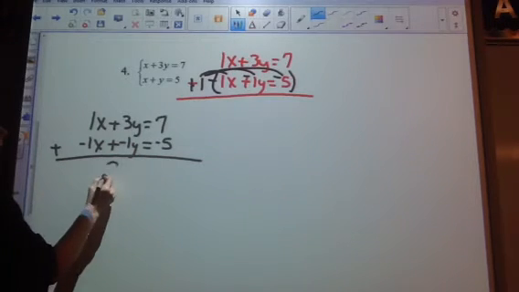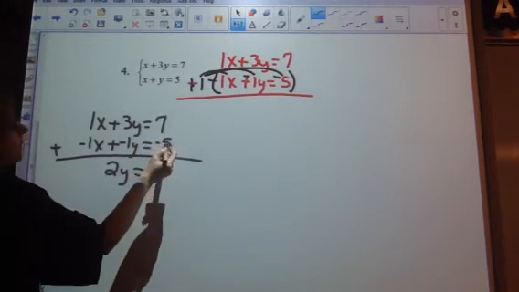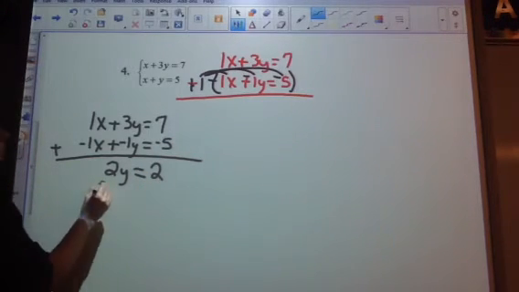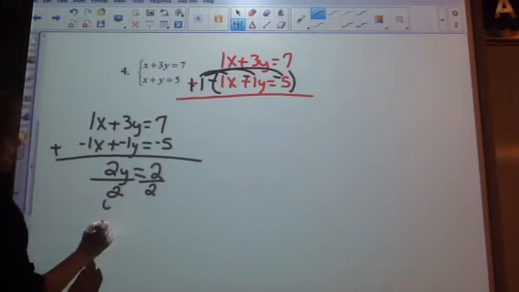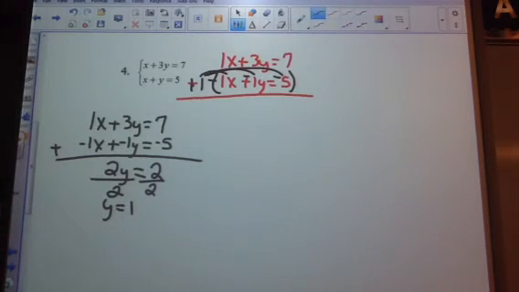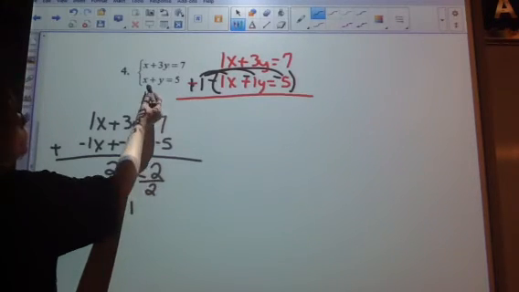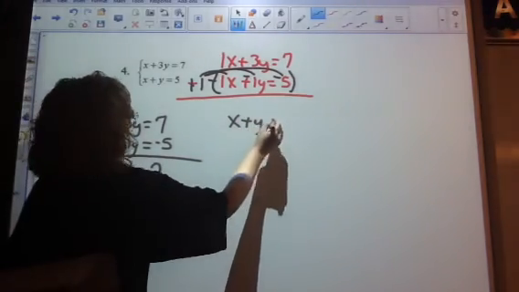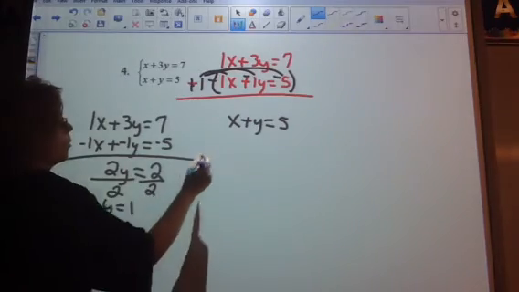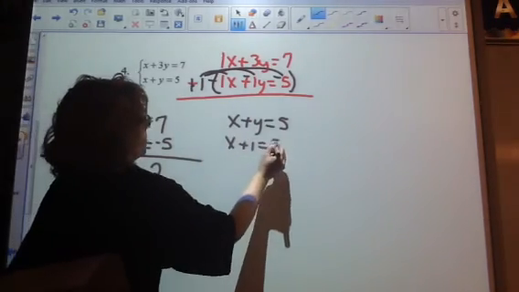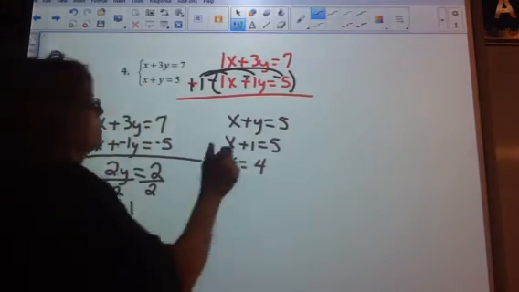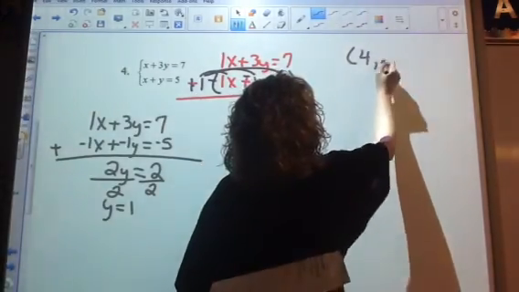3y plus a negative 1y is 2y. 7 plus a negative 5 is a positive 2. Solve for your variable y. Now let's substitute it in. I'm going to use this equation because I don't have to deal with that 3 here. So x plus y equals 5. I'm going to substitute in for y. So x equals 4. So we're saying the solution here is 4, 1.